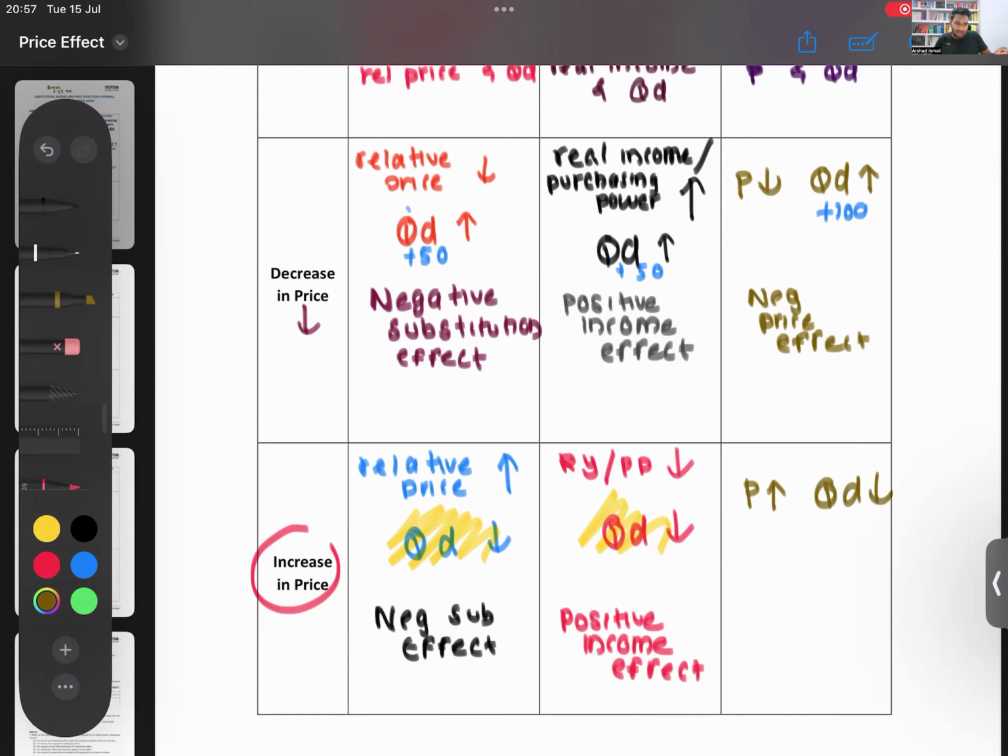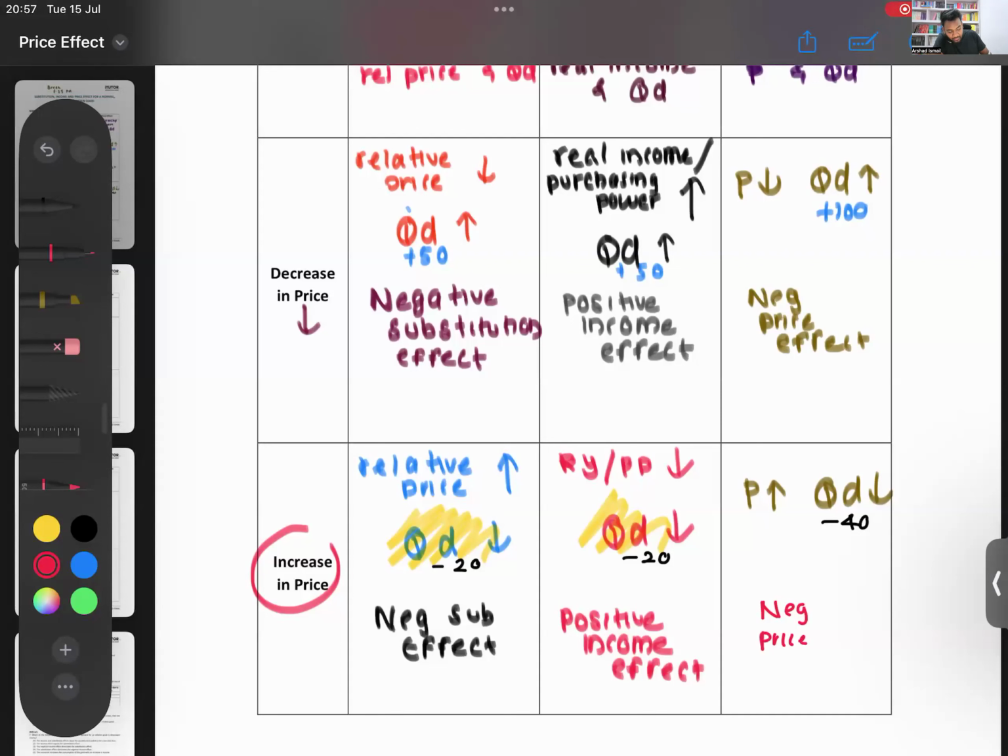If I want to put some numbers, let's say the substitution effect says QD will fall by 20. The income effect says QD will also fall by 20. That means overall, when the price increases, QD will fall by 40. That is the story there. So what is the relationship, positive or negative, for the price effect? This is negative, right? Price increasing, QD decreasing. So you say negative price effect.